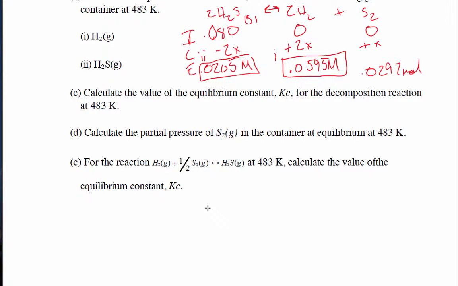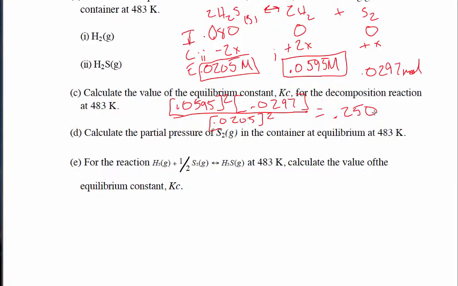Part C. Now that we have these values, it asks us to go ahead and solve. So, products over reactants: 0.0595 squared times 0.0297, all divided by 0.0205. This is also going to be squared. Plugging that into your calculator, you should come out with 0.250. Just that simple, very straightforward.